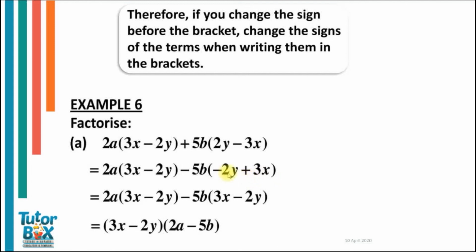So now you notice this is actually the same as that guy there. 3x, there's my 3x, minus 2y, there's my minus 2y. So now this is equal to 2a(3x minus 2y) minus 5b(3x minus 2y). And then now I can just factor out the common factor there, which is 3x minus 2y. There's my 3x minus 2y. And then now I get my 2a and my minus 5b. So my answer will be (3x minus 2y) times (2a minus 5b).